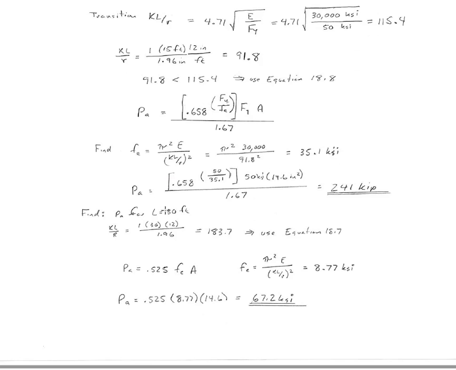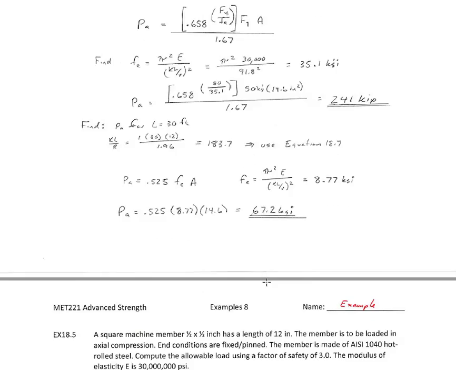Okay, and then if we find out for L equals 30 feet, we have a different slenderness ratio. So that puts us now up into the slender columns here. We're greater than the transition slenderness ratio. So we're going to use equation 18.7, and that gives us 67.2.